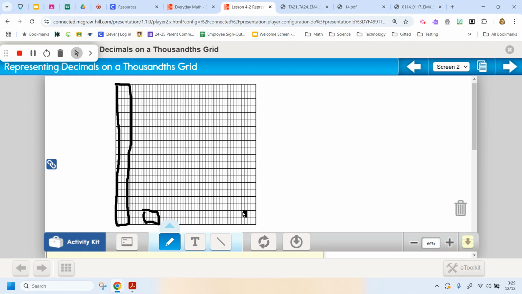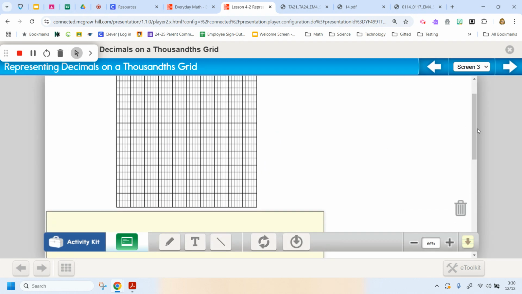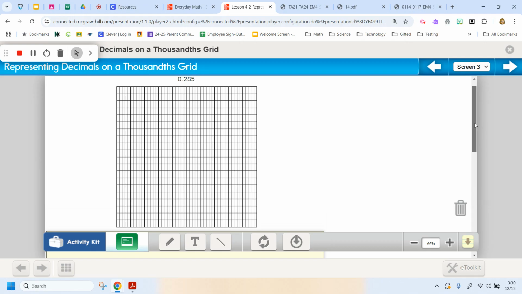Those guys, I just shaded in 2 of them. They're really tiny, but those are thousandths. So we are going to practice shading in on a thousandths grid. So go ahead and get your colors out and let's shade in on the thousandths grid. Our first number that we are going to shade in is this. Do we think we know how to say that?